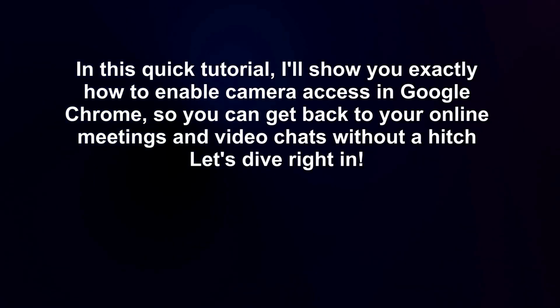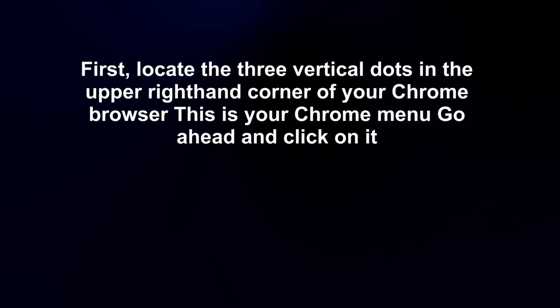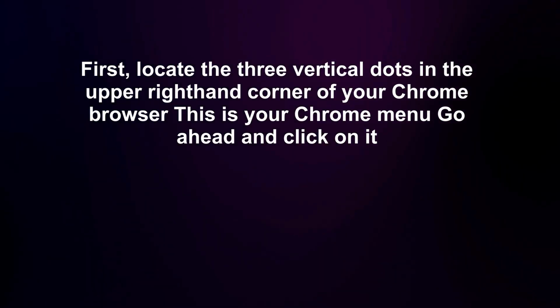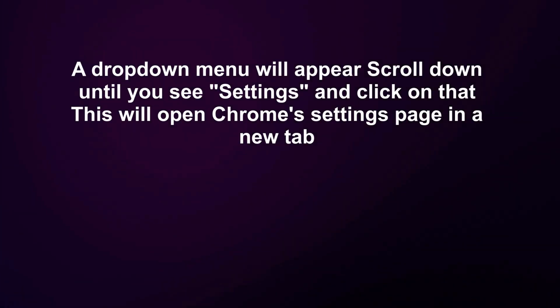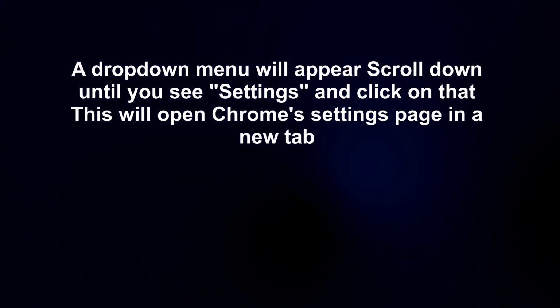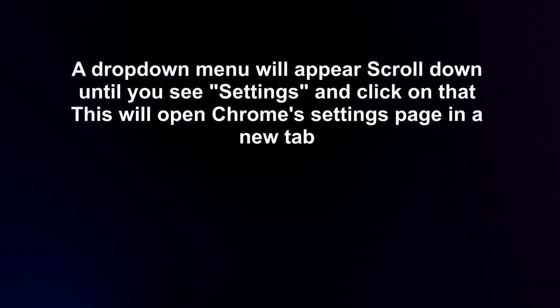Let's dive right in. First, locate the three vertical dots in the upper right-hand corner of your Chrome browser. This is your Chrome menu. Go ahead and click on it. A drop-down menu will appear. Scroll down until you see Settings and click on that. This will open Chrome's Settings page in a new tab.